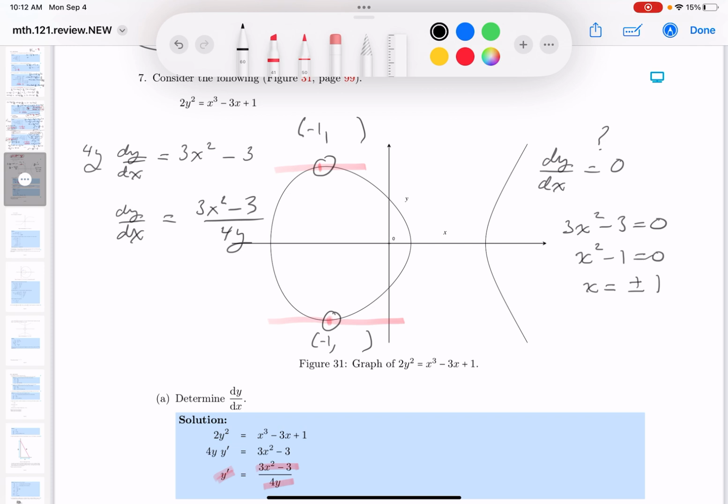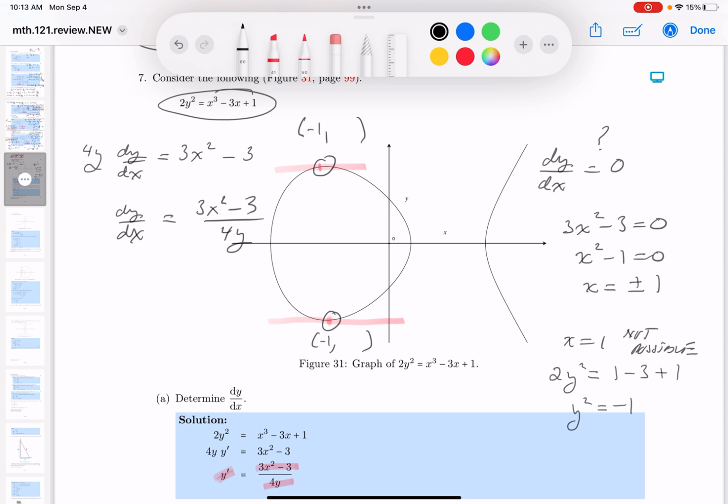So I'll write this one down. When x equals 1, what happens in the relationship? Let's write this down. So what do you get? 2y squared is equal to, well, 1 minus 3 plus 1. So you get y squared is equal to, let's see what that gives you. Well, look at that. That gives you minus 1. Well, that's not possible for a real number system. Why is that? I can't square a real number and get minus 1. So not possible.